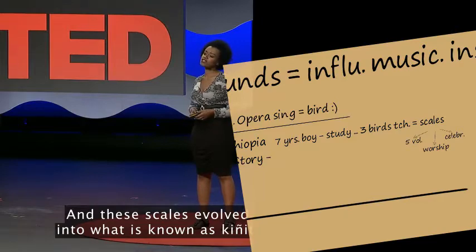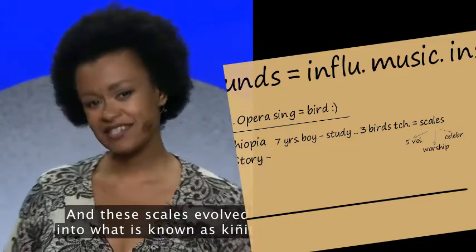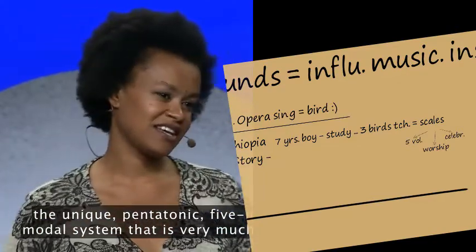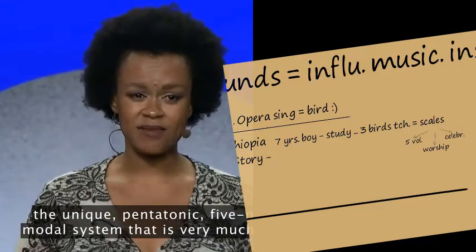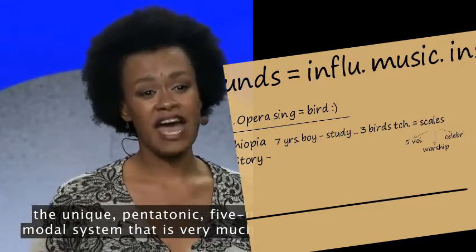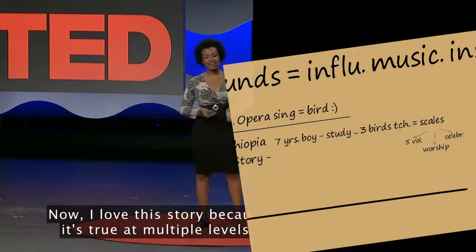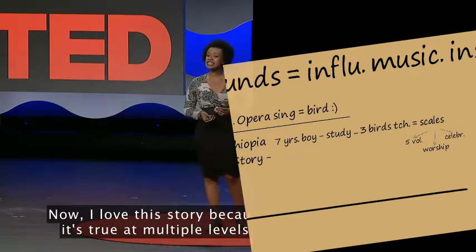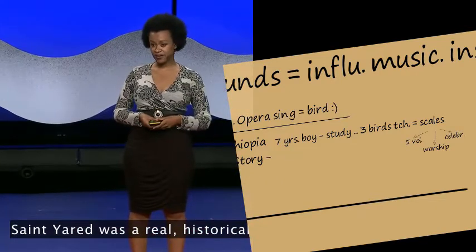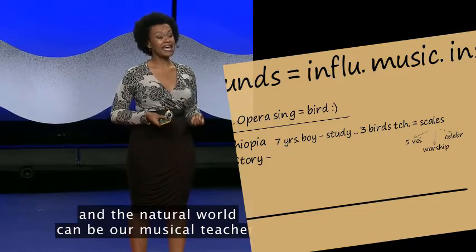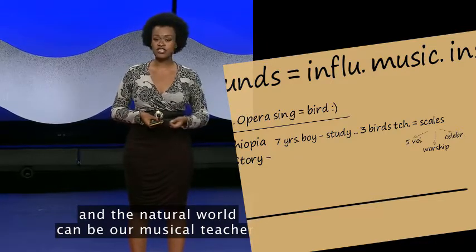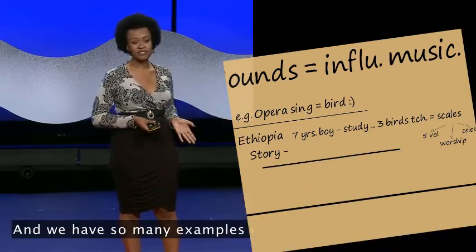And these scales evolved into what is known as Kanyit, the unique pentatonic 5-note modal system that is very much alive and thriving and still evolving in Ethiopia today. Now, I love this story because it's true at multiple levels. Saint Yared was a real historical figure, and the natural world can be our musical teacher. And we have so many examples of this.